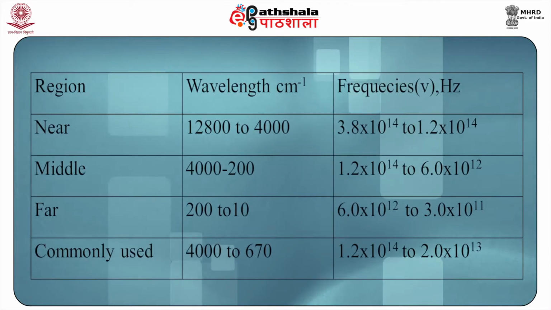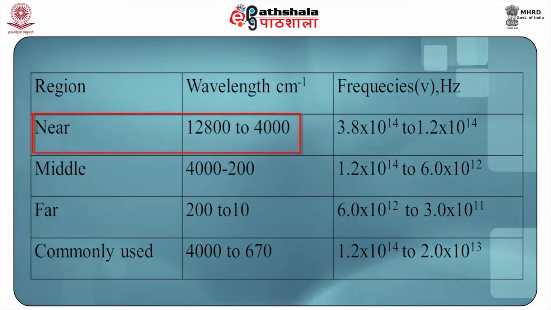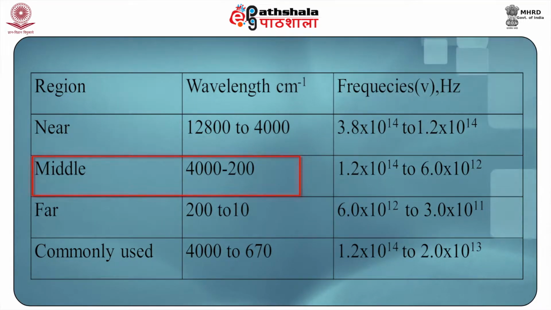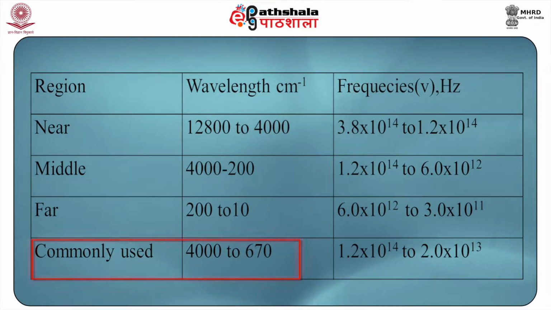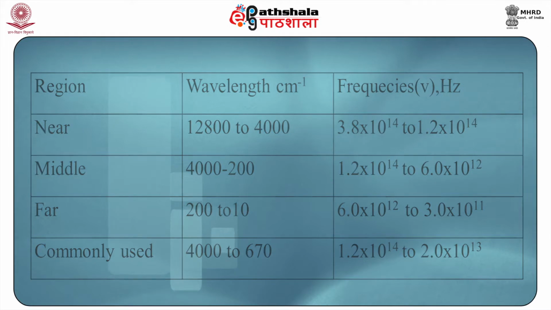The various energy ranges for these regions are as follows. The near region goes from 12,800 to 4000 centimeter inverse. For the middle, it goes from 4000 to 200 centimeter inverse. For the far, it goes from 200 to 10. The commonly used region is 4000 to 600 centimeter inverse.